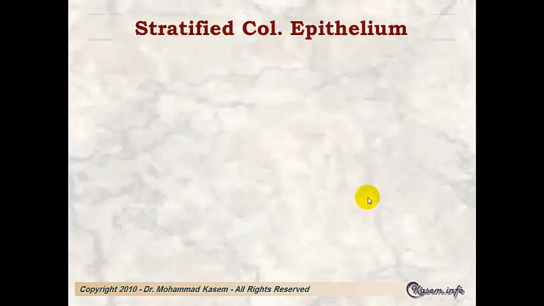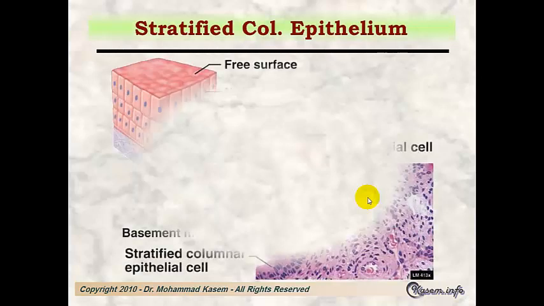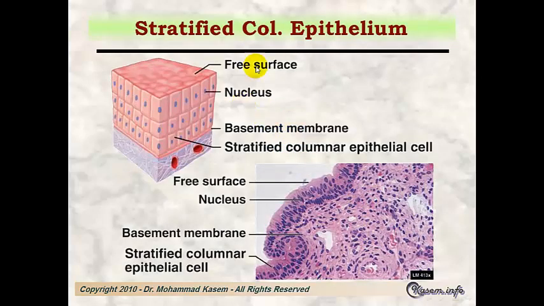The stratified columnar epithelium, that the top layer is composed of columnar cells on top. The basement membrane must be present. The first layer, second layer, and third layer, the top layer must have columnar cells to be a stratified columnar epithelium. The surface epithelium is columnar, and we can see this type in the conjunctiva of the eye.